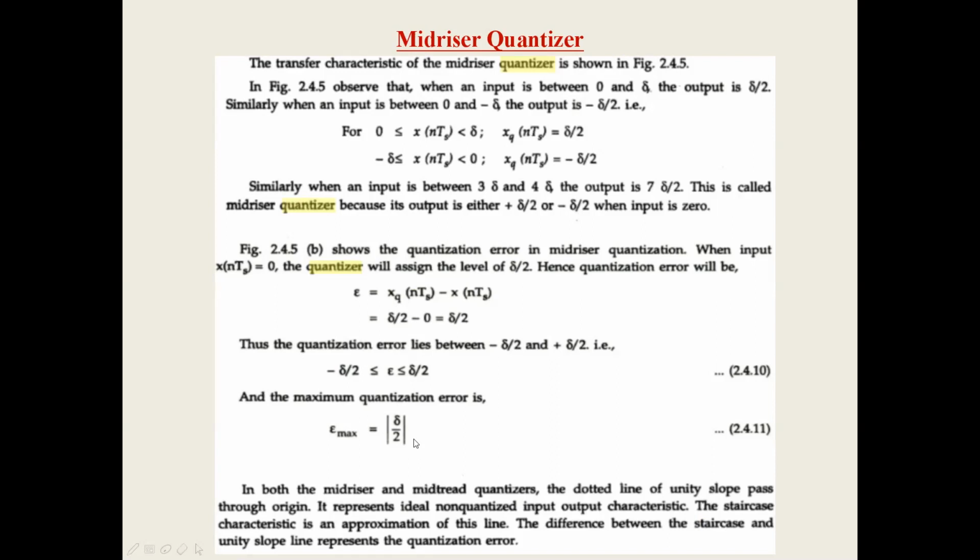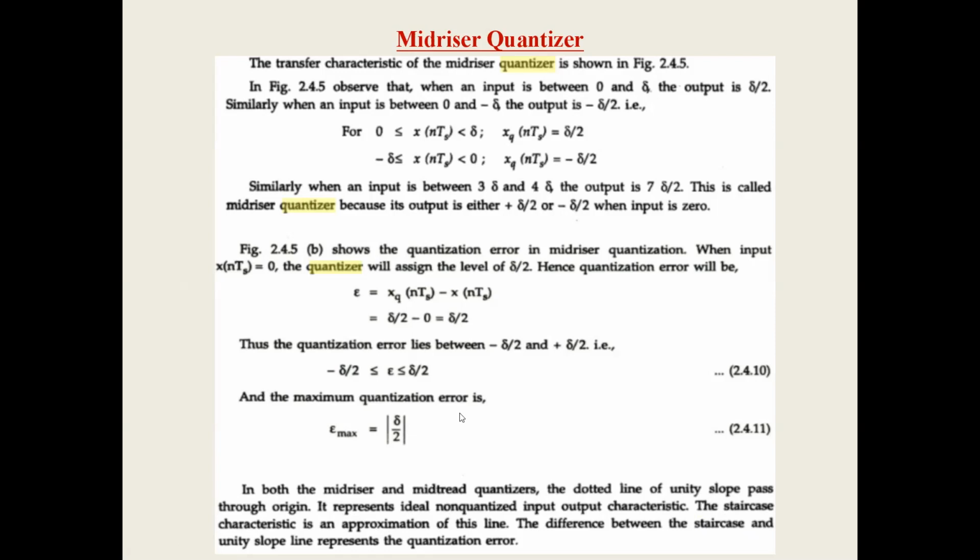Here you can see that in both cases, the mid-riser quantizer and the mid-tread quantizer, the dotted line of unity slope passes through the origin. It represents the ideal non-quantized input-output characteristic. When we pass the input signal through the quantizer, the staircase characteristic is an approximation of that line. Before quantization we have the dotted line; after performing the quantization, we get the staircase. The difference between the staircase and the unit slope line represents the quantization error.